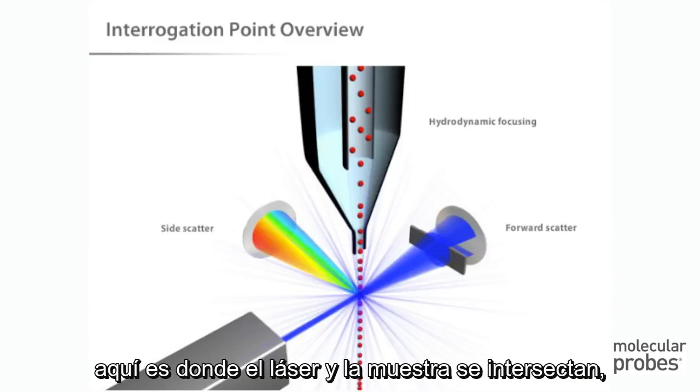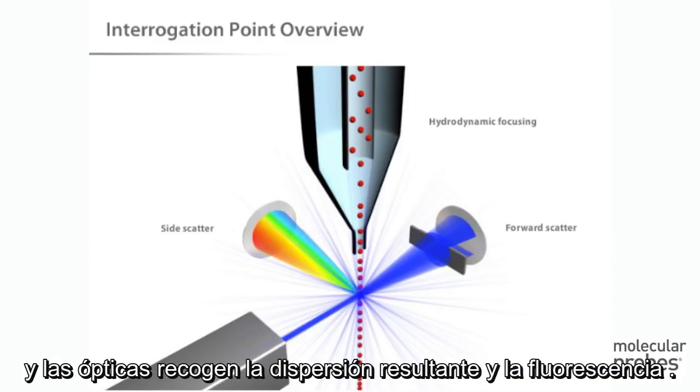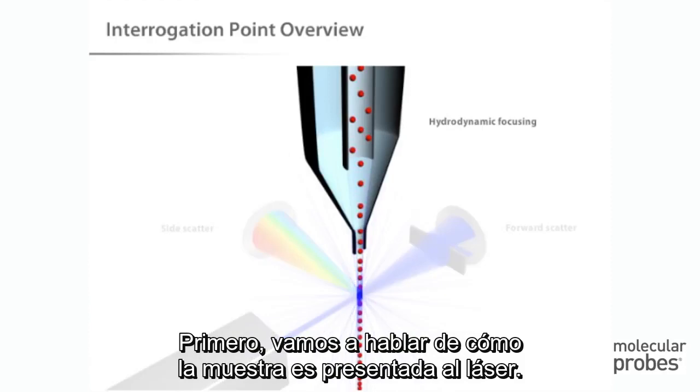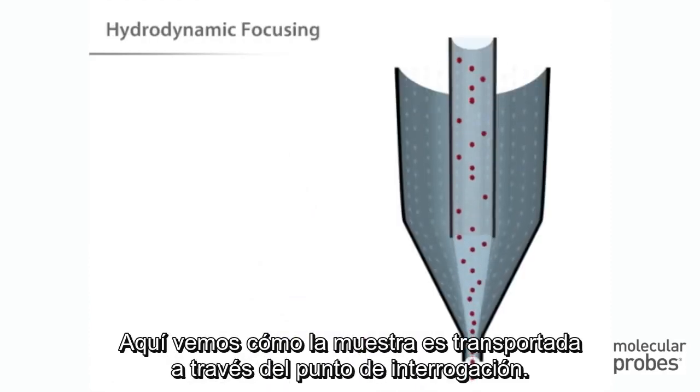This is where the laser and the sample intersect, and the optics collect the resulting scatter and fluorescence. First, let's talk about how the sample is delivered to the laser. Here we see how the sample is transported through the interrogation point.